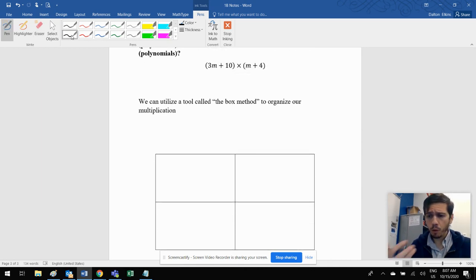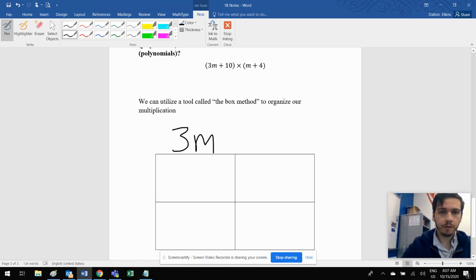But over the years, people have developed better ways, and we're actually going to use this tool to organize called the box method. So here is a box. It's a 2x2 box, and you'll see why it's a 2x2 in a second. I'm going to put above this one 3m, because that was the first term that we had in our polynomials. Next, I'm going to look at the plus 10. It's a positive 10. I'm going to put that over this.